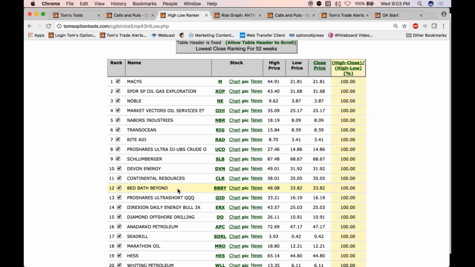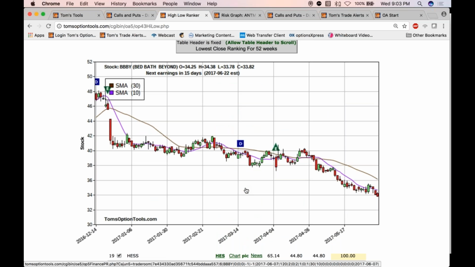Bed Bath and Behind. I like that because when you take a look at Bed Bath and Beyond, at a picture, let's do the pop-up. It really is Bed Bath and Behind because look at where it was late last year, up at 48.